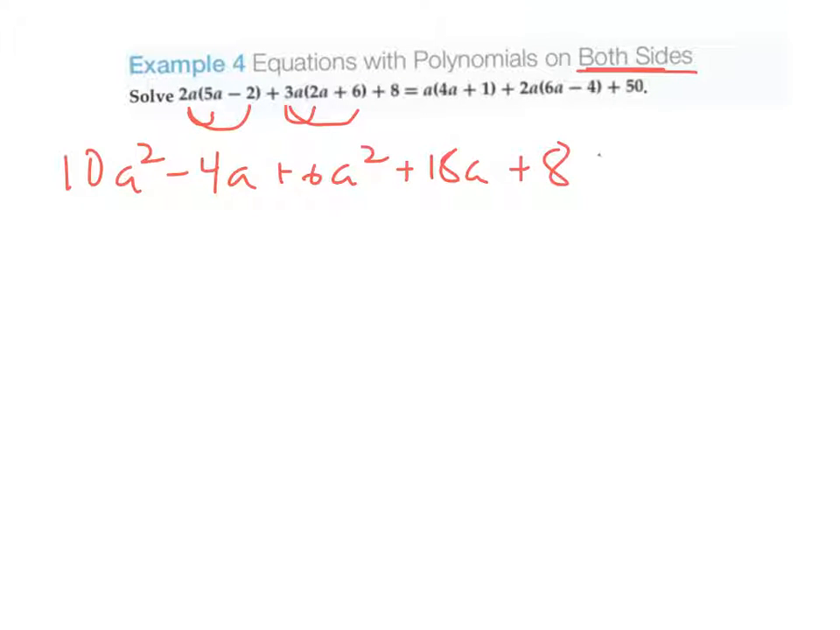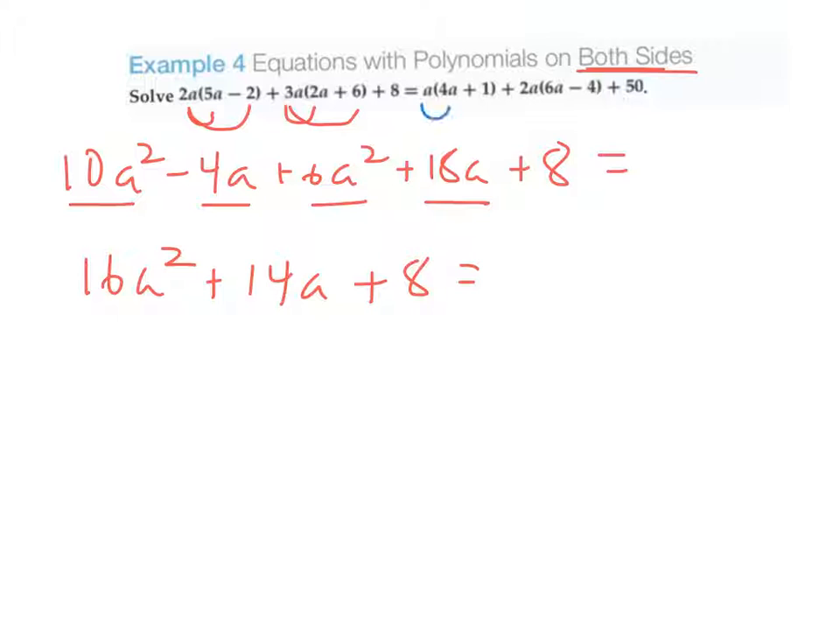So on my left side of my equal sign, I can combine my like terms. These are like, so I get 16a squared. Negative 4 and 18 gives me 14a plus 8. So there's my left side. I'm going to do the right side now, and I'm going to do that below. So a times 4a would be 4a squared. a times 1 would be a.